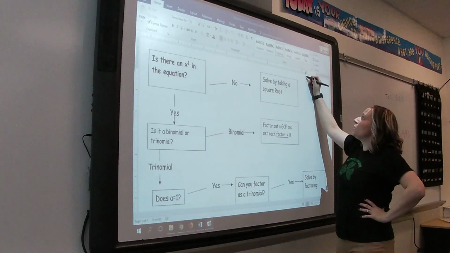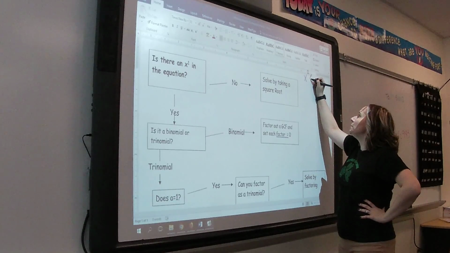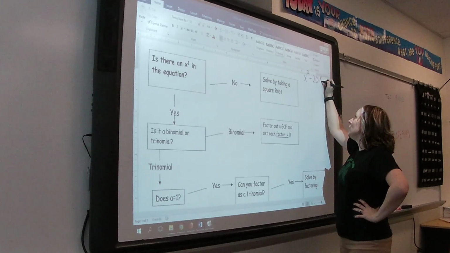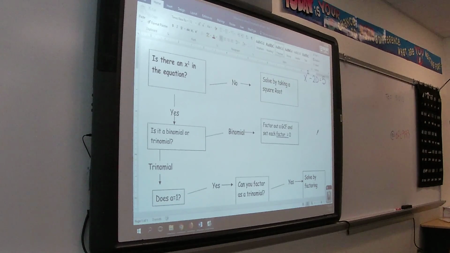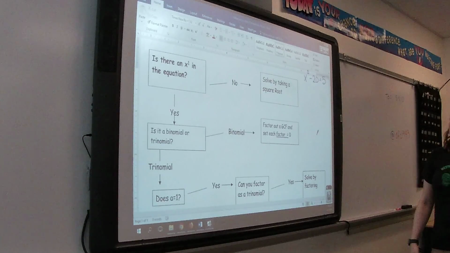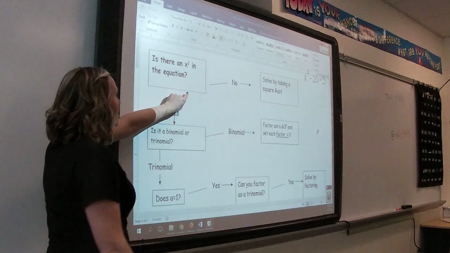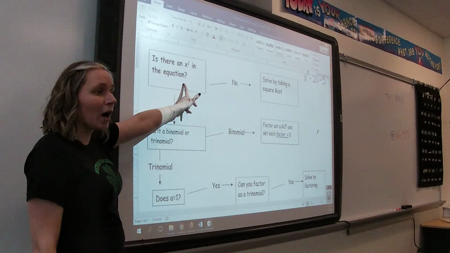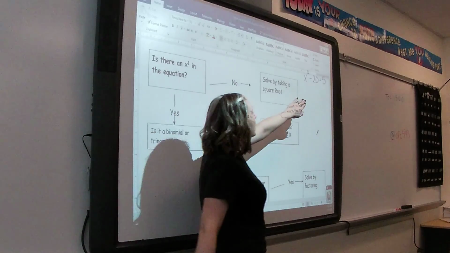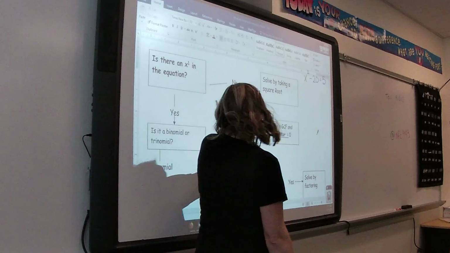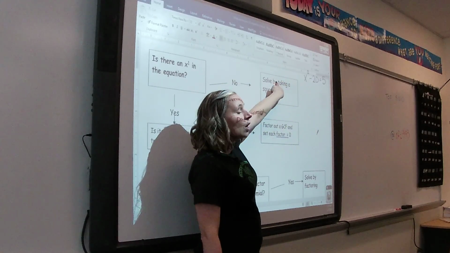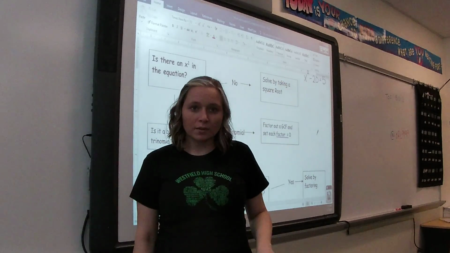Over here, let's say we were given the problem x squared minus 20 equals 5, and we were trying to decide how to solve. The first question we would ask ourselves is, is there an x to the first power in the equation? Do we see an x to the first power? No. So we follow the no line. It says solve by taking a square root.